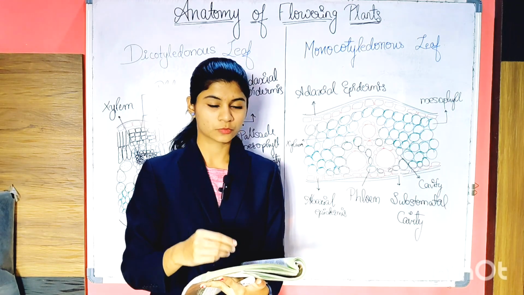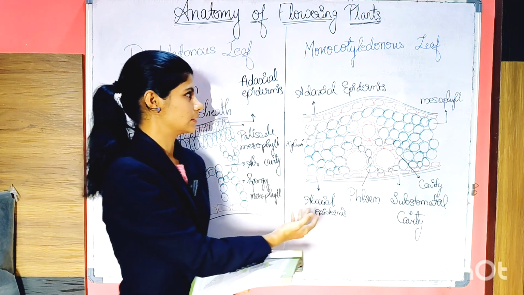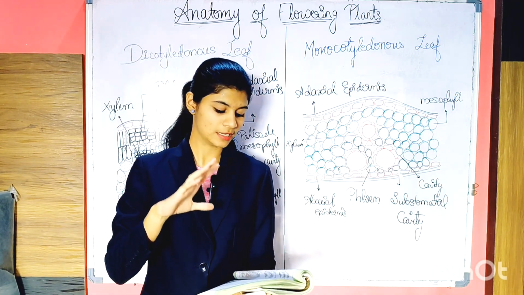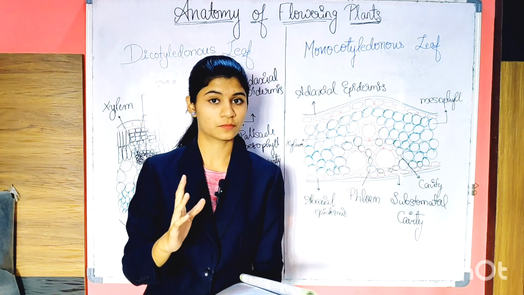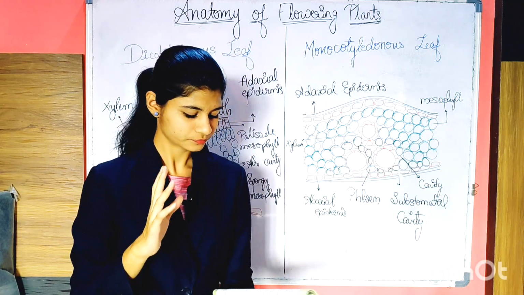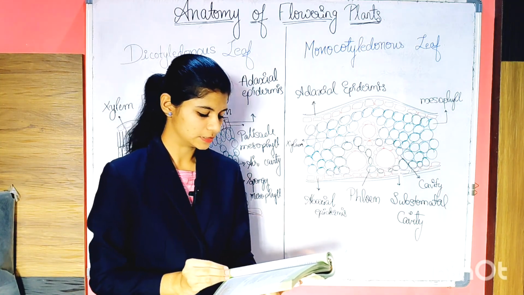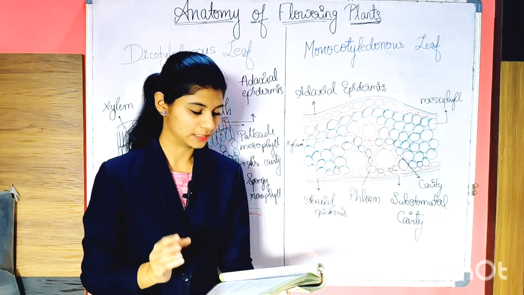Explain you about monocotyledonous leaf. So this is the monocotyledonous leaf. It is also known as isobilateral leaf. Now the anatomy of the isobilateral leaf is similar to that of the dorsiventral in many ways.